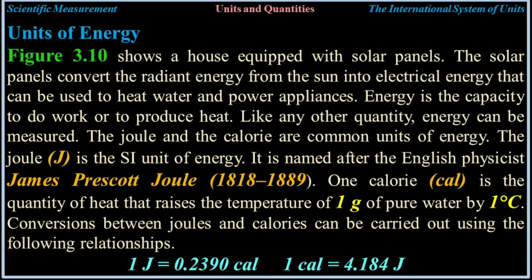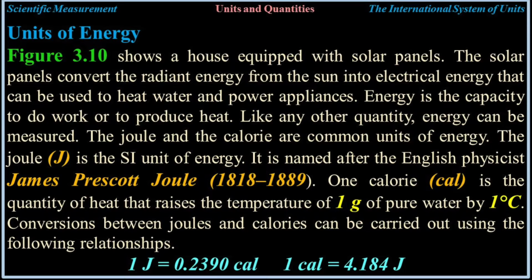Units of energy. Figure 3.10 shows a house equipped with solar panels. The solar panels convert the radiant energy from the sun into electrical energy that can be used to heat water and power appliances. Energy is the capacity to do work or to produce heat. Like any other quantity, energy can be measured. The joule and the calorie are common units of energy.